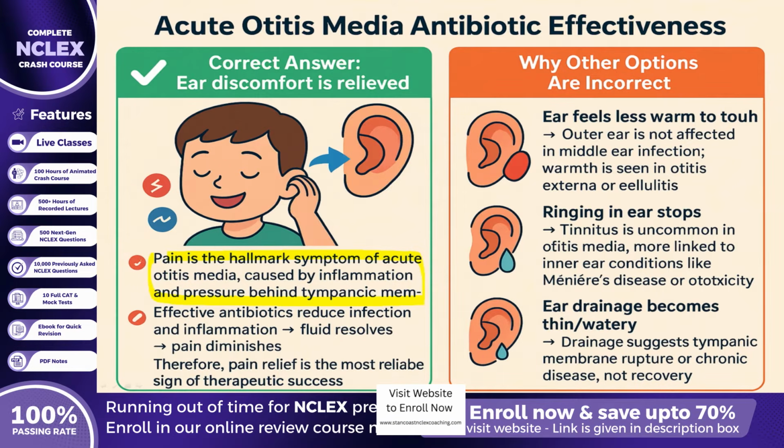Now let us analyze why the other options are incorrect. Considering the first option, the idea that the ear feels less warm to the touch is not reliable. Acute otitis media occurs in the middle ear cavity, behind the eardrum, so the outer ear will not feel warm. Warmth and tenderness are more consistent with external ear infections like otitis externa or cellulitis, not middle ear disease. Shifting to the second option, ringing in the ears, or tinnitus, is not a common feature of acute otitis media at all. It is usually seen in inner ear conditions such as Ménière's disease, sensorineural hearing loss, or ototoxicity.